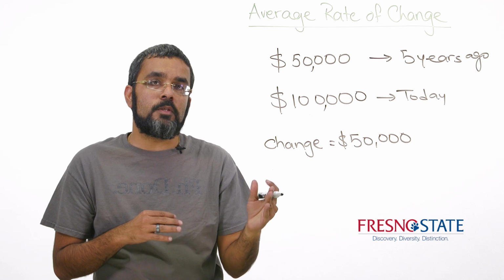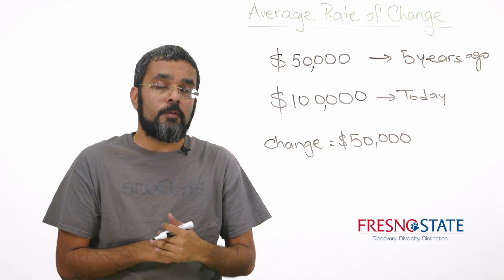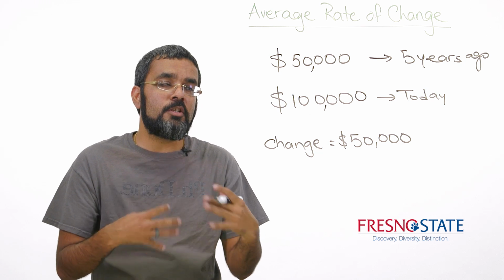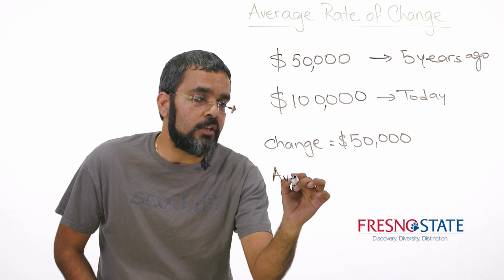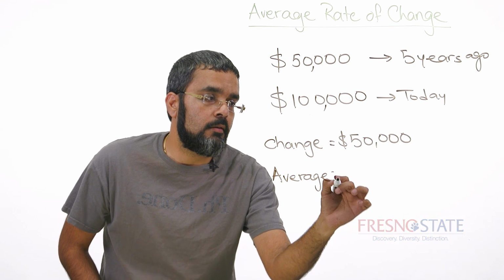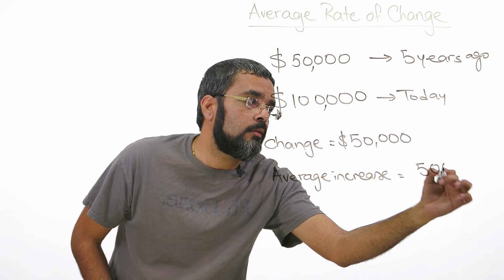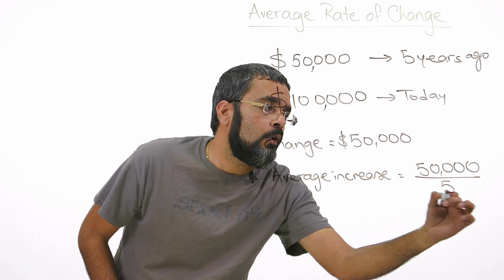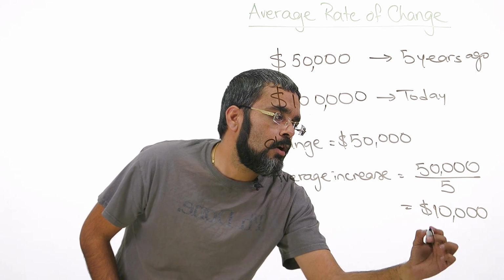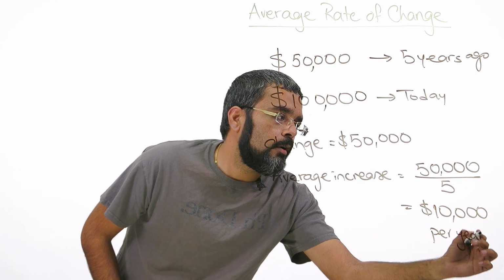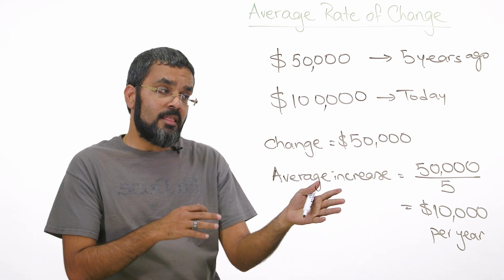Now, this $50,000 change or increase occurred over a period of 5 years. So if I asked you, per year, how much did your salary increase on an average, you would say that my average increase was 50,000 over 5, or you could say this is $10,000 per year, right? So what you would say is, on an average, my salary increased $10,000 per year.